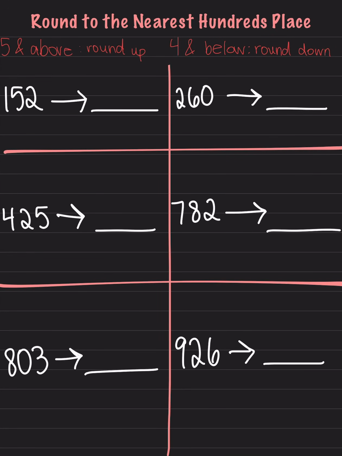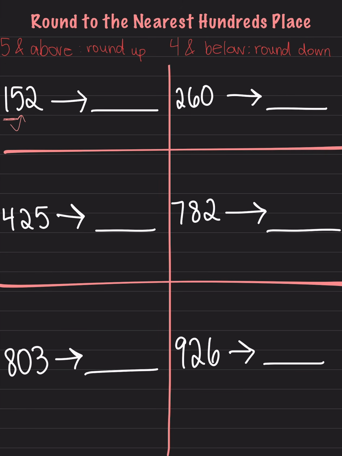Hi, in this video I will go over how to round to the nearest hundreds place. Starting off, I have the number 152. The number that is in the hundreds place is 1. Next, I will look at the number next to it, which is the number 5. And I will ask myself, is 5 5 and above or 4 and below? 5 is 5 and above, which means I have to round up.